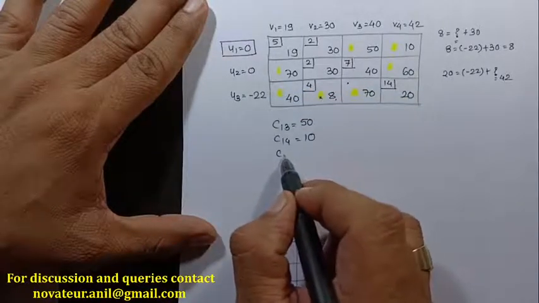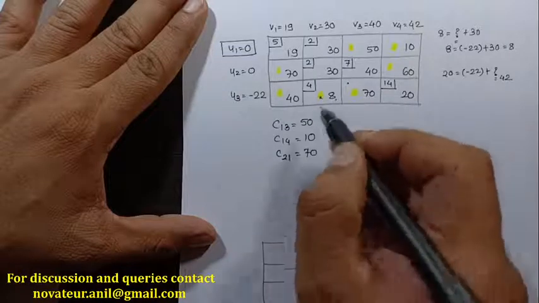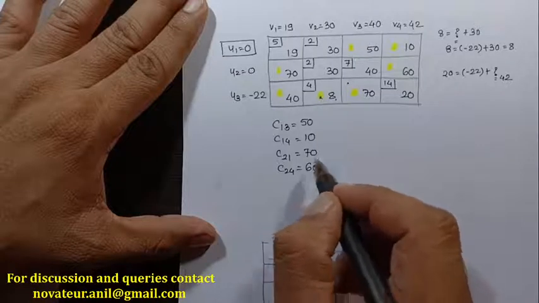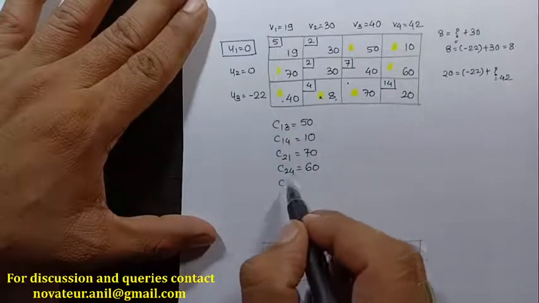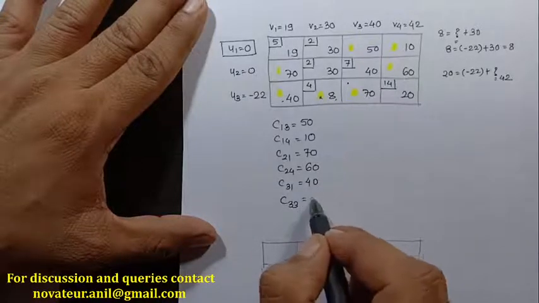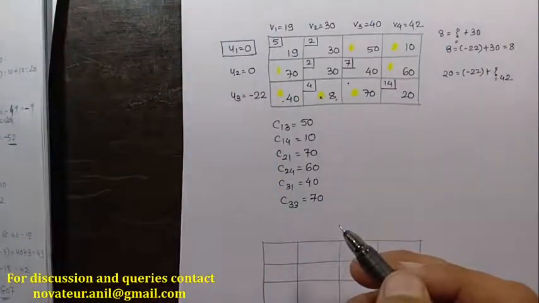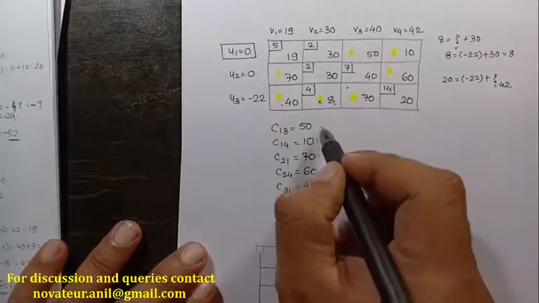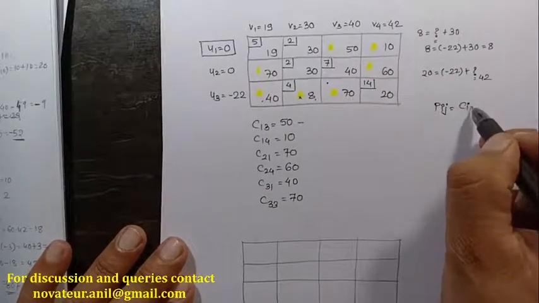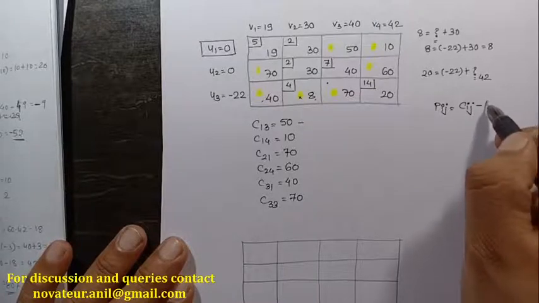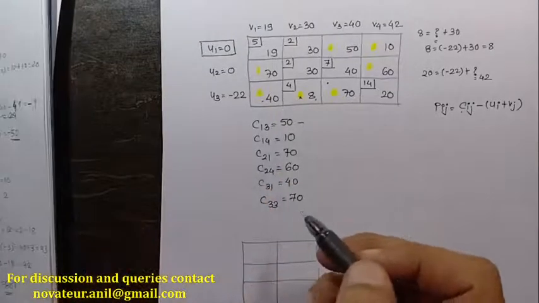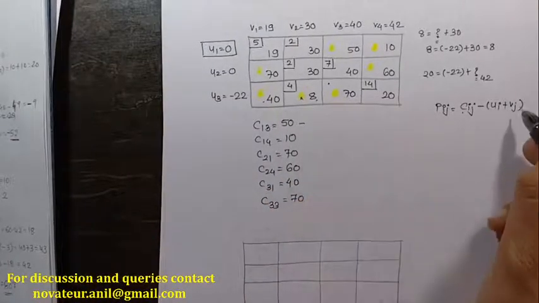Cell 2, 1, that is 70. Cell 2, 4, that is 60. Cell 3, 1, that is 40, and cell 3, 3, that is 70. Clear? So again the adjacent, what is the formula of Pij? I'll write down here for your convenience: Pij is equal to Cij minus (ui plus vj). These are the Cij values I already wrote, so I'll just write down the adjacent ui and vj values.